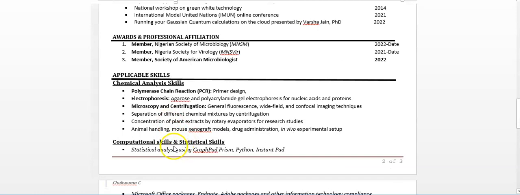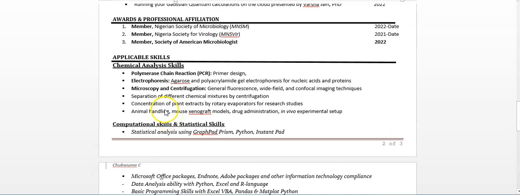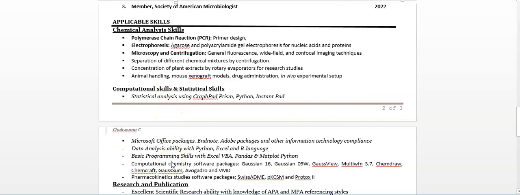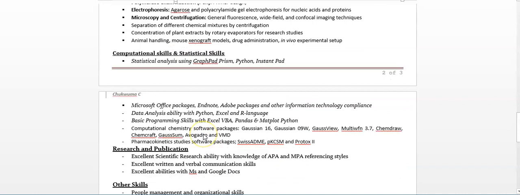Following that should be your computational and statistical skills. If you're applying for a PhD or a master's, these are research-based degrees. And so you show yourself competitive if you show them that you could use things like Excel, Python, R, Matplotlib and MATLAB and all of that. That should make up the basis of your computational skills. Following that would be your ability to do research and other skills.